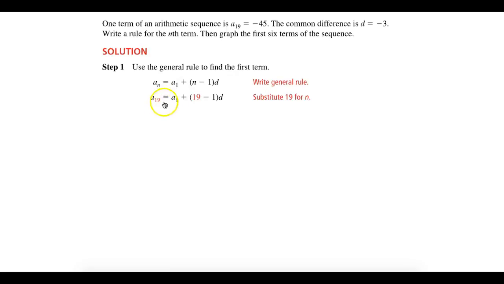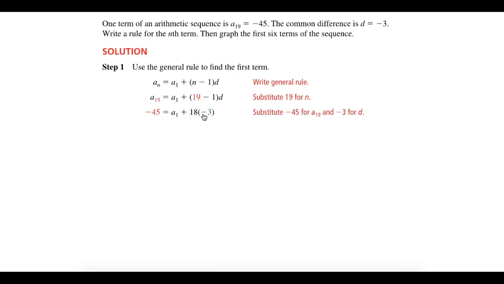So let's go ahead and write in what we know. We can substitute in 19 for n. We can also substitute in a19, negative 45. And we know that our common difference is negative 3. So our first step is to substitute all these values we know into this general rule formula. So again, a19 means that n is 19. We know that a19 is negative 45, and we know that our common difference is negative 3.